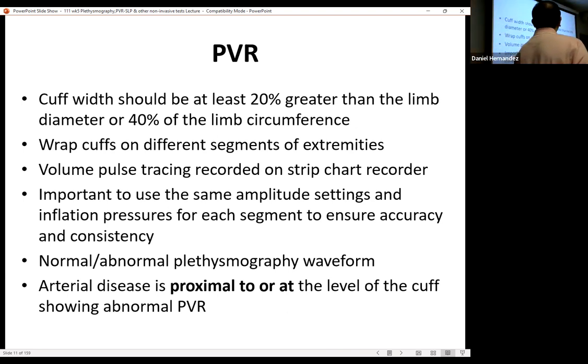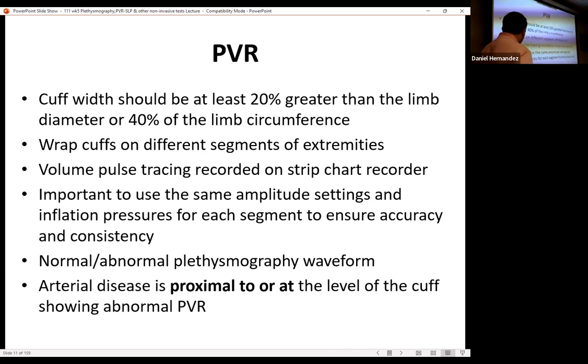So with this PVR exam, it's important for us to use the same amplitude settings and inflation pressures for each segment to ensure consistency and accuracy. That's why they set it for the arms, and then when they do the legs, they don't change that amplitude, the size of those waveforms. So we can determine what's normal versus an abnormal plethysmography waveform.